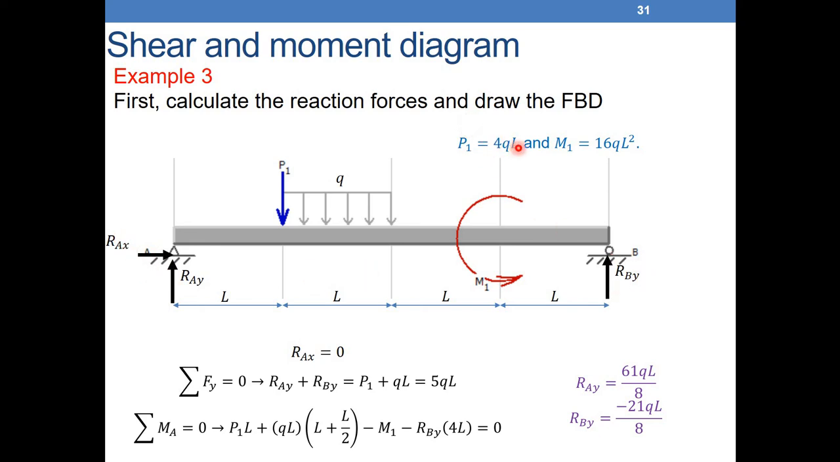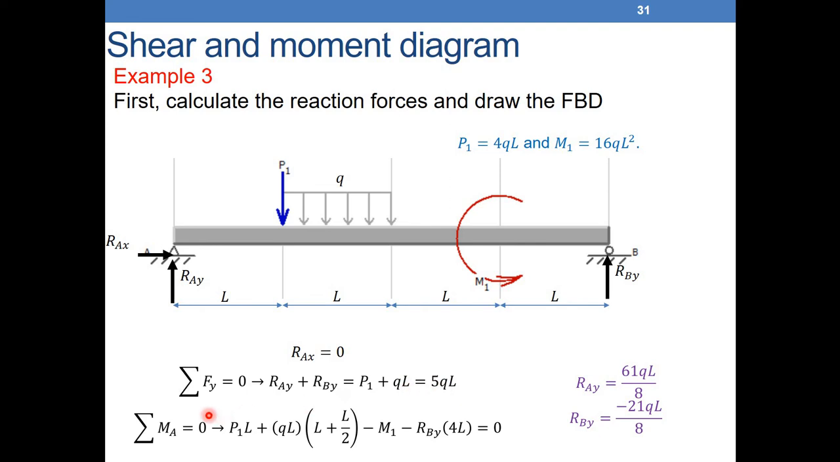P1 is given equal to 4QL and M1 is equal to 16QL squared. RAX is equal to 0 because we don't have any force in the horizontal direction other than RAX. Sum of Fi equal to 0: RAY plus RBY minus P1 minus QL equal to 0. P1 is equal to 4QL, so RAY plus RBY is equal to 5QL.